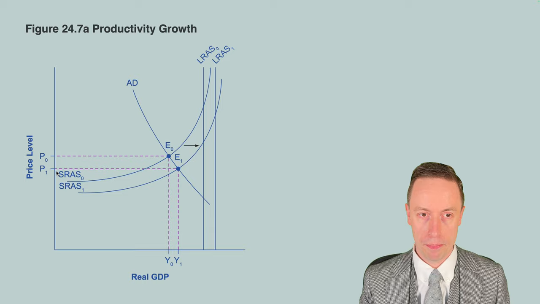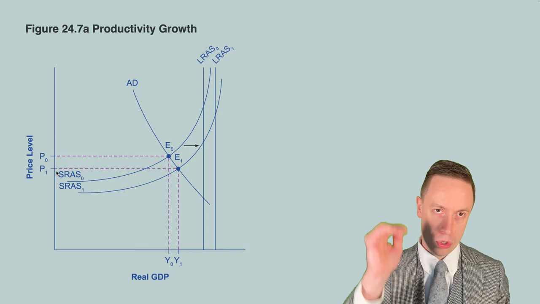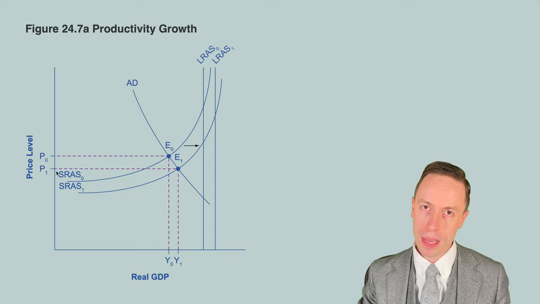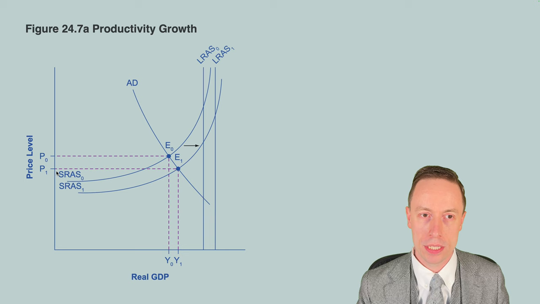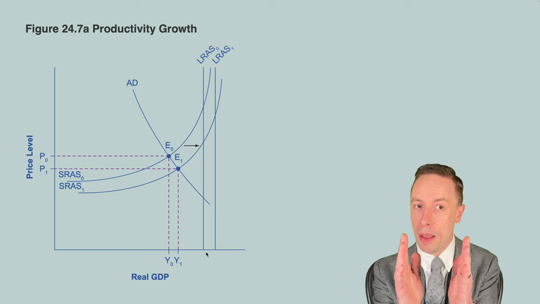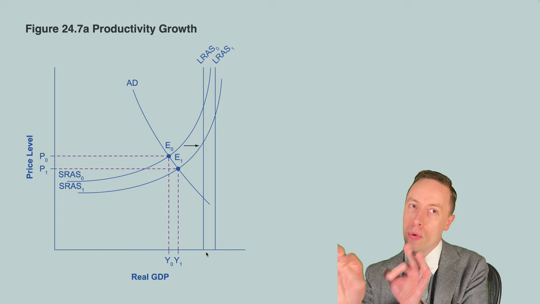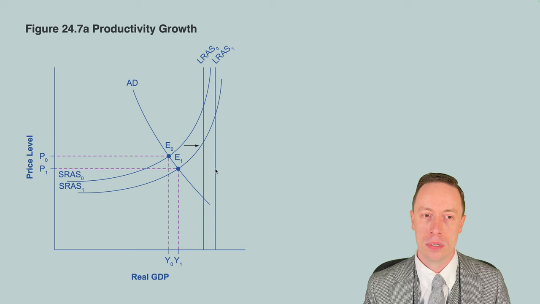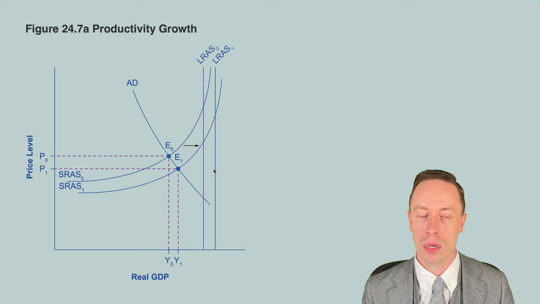Now, second aspect that needs to be highlighted. When we look at an output gap, or in other words, we're also going to be seeing some unemployment here because our economy is not at potential GDP, you might misleadingly think that productivity growth, since it moves our short-run aggregate supply curve to the right, increases real GDP, that it might make that output gap smaller. But of course it doesn't, because productivity growth moves both aggregate supply curves to the right. So the gap between our long-run aggregate supply curve and the equilibrium is still there. The entire relationship shifted to the right.